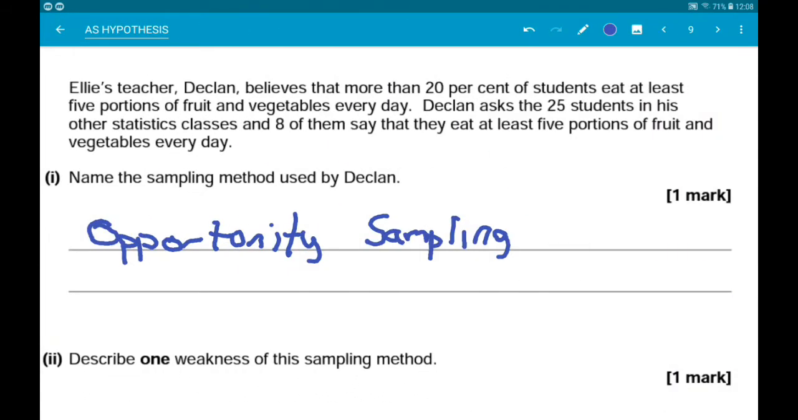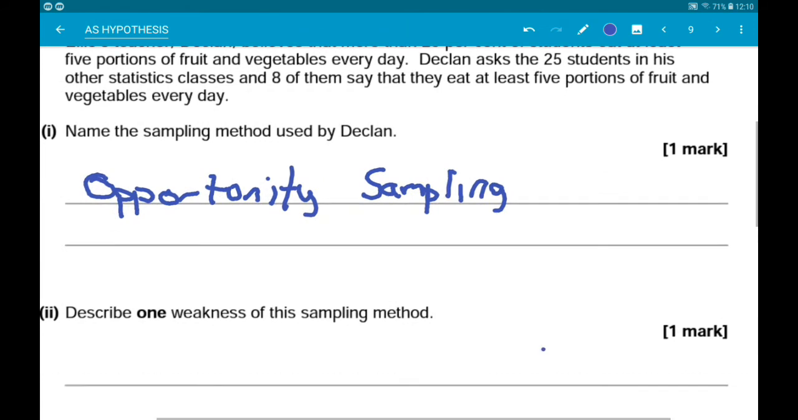Okay, and part B. Ellie's teacher, Declan, believes more than 20% of students eat at least 5 portions every day. He asks the 25 students in his other class, and 8 of them say they do. Part 1. Name the sampling method used by Declan. So he has asked relevant people that he has available, so it's opportunity sampling.